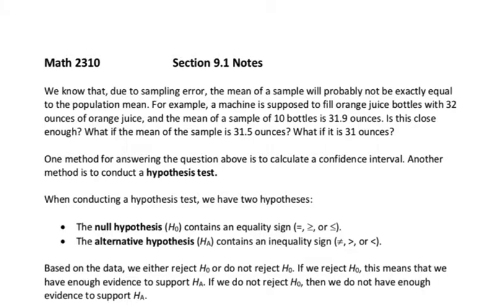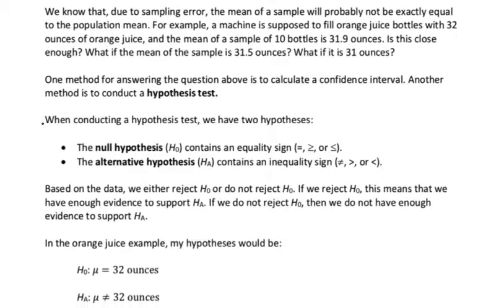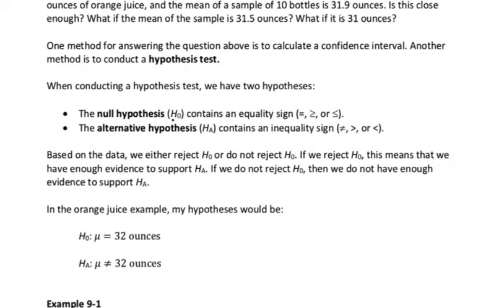So when we're doing a hypothesis test, we have two hypotheses, the null and the alternative. The null hypothesis, which we write H sub 0, contains an equality sign. So it could be equal to, greater than or equal to, or less than or equal to. The alternative hypothesis contains an inequality sign: not equal to, greater than, or less than. And based on the data, we are going to either reject the null hypothesis or not reject the null hypothesis.